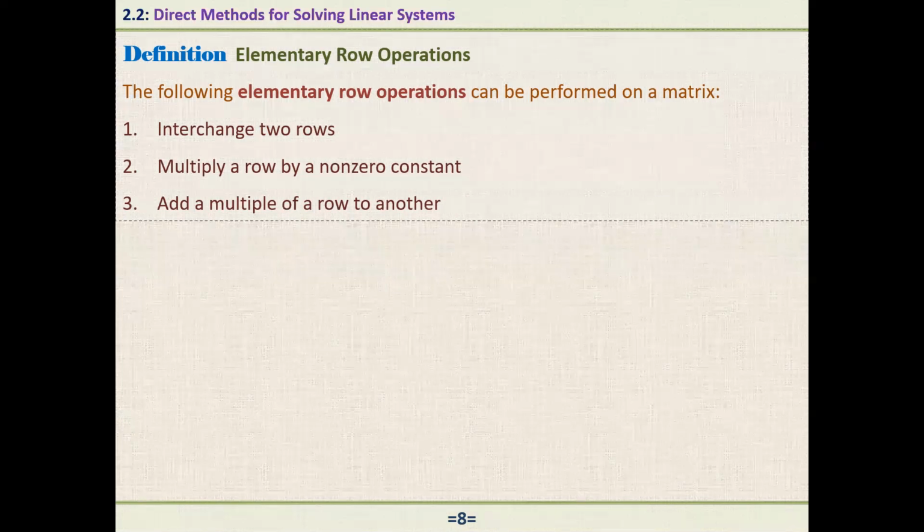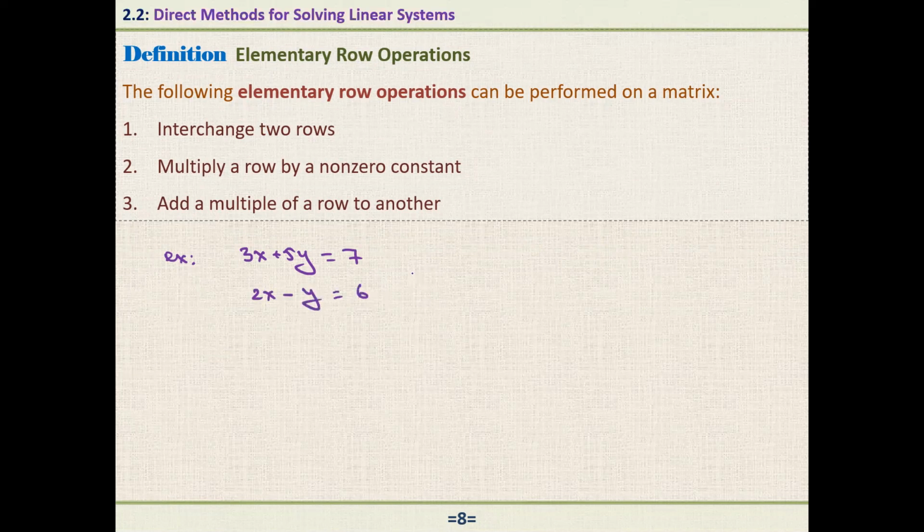Number one is interchange two rows, right? So if you're given two equations, let's say, just as an example, let's say we are given this kind of system, 3x plus 5y is equal to 7, and 2x minus y is equal to 6, for example. And its augmented matrix, right?